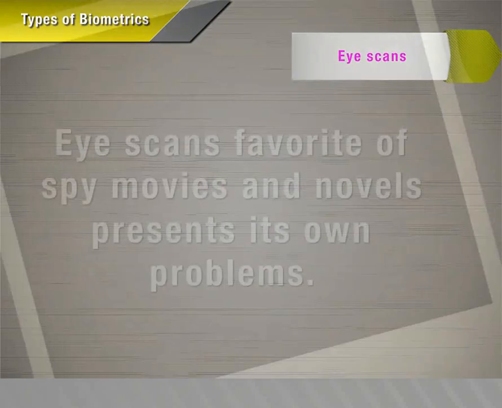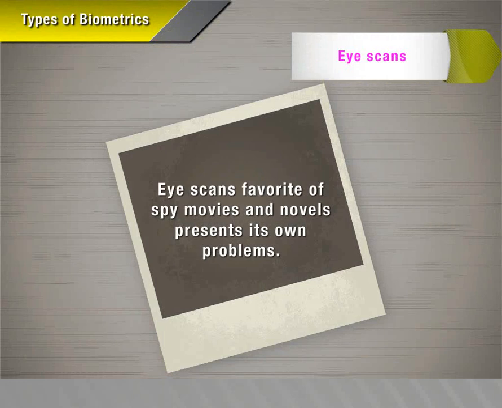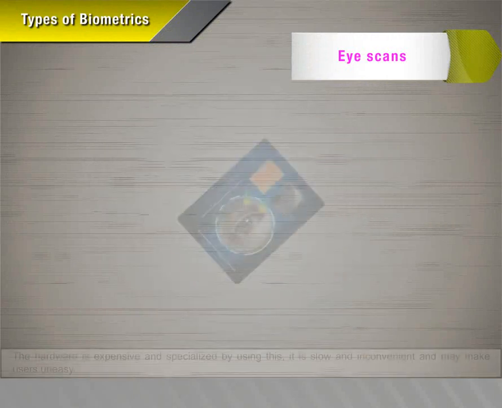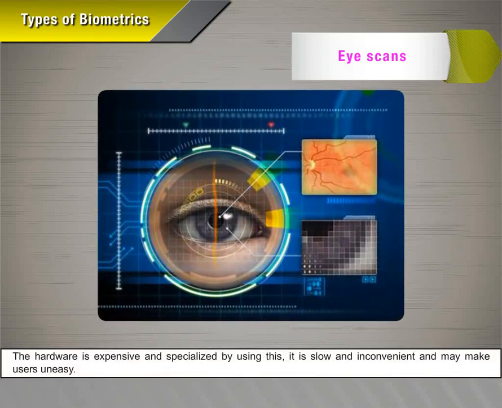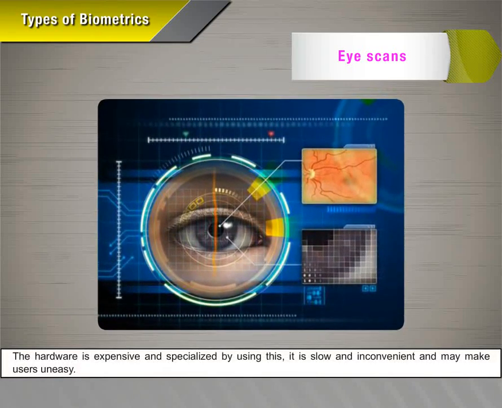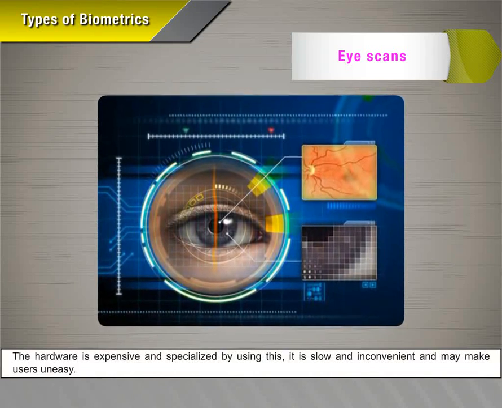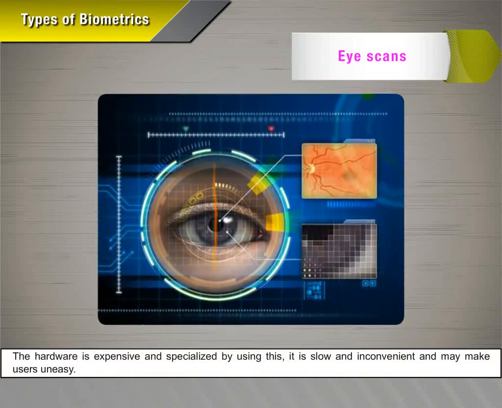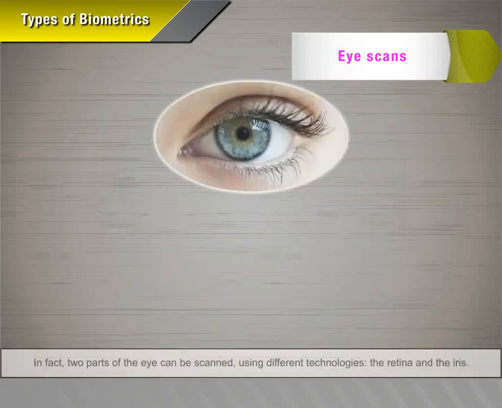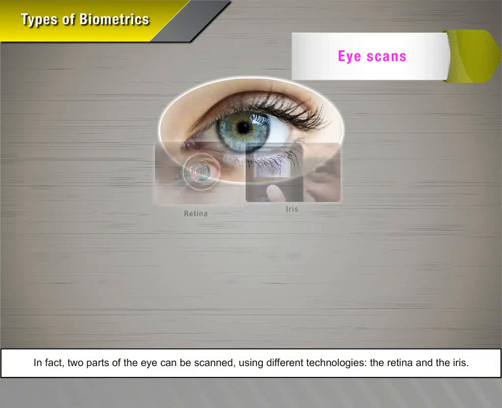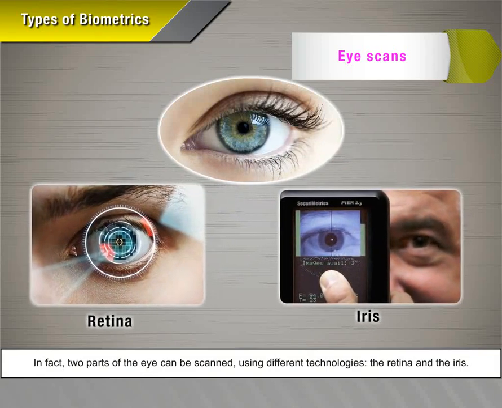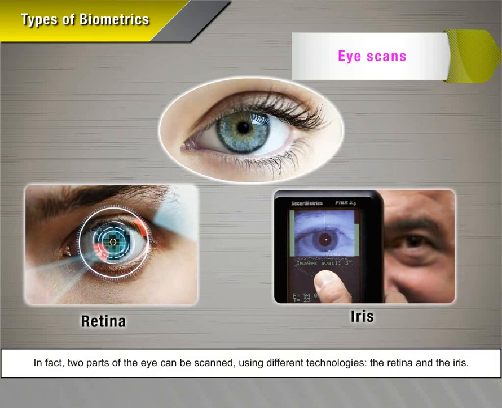Eye scans. Eye scans, a favorite of spy movies and novels, present their own problems. The hardware is expensive and specialized. Using it is slow and inconvenient and may make users uneasy. In fact, two parts of the eye can be scanned using different technologies, the retina and the iris.